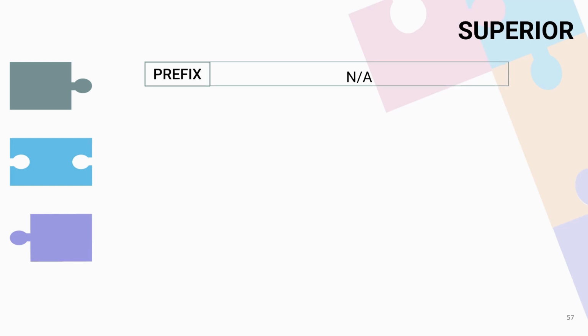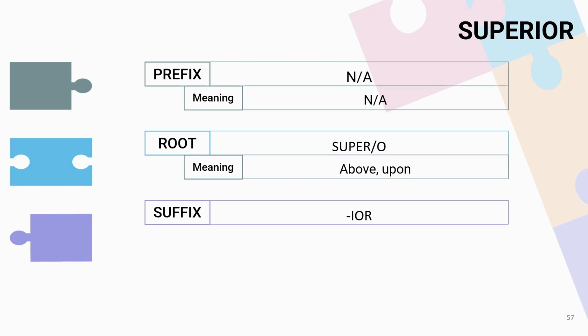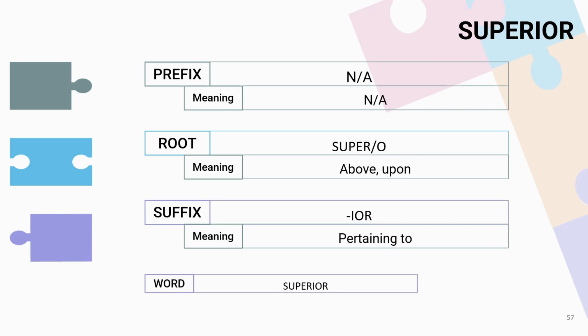Okay, so in this case, there is no prefix. We have a new root term here for Unit 5 that is supero, and it means to be above, upon, on top of, anything of that sort of meaning. The suffix is IOR, which means pertaining to. So the definition of the word superior means to be above something, or on top of something else that you're comparing it to.